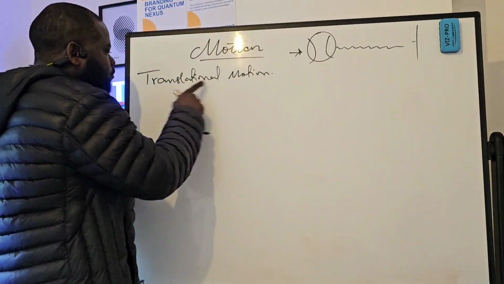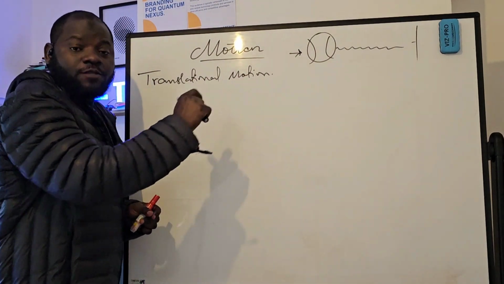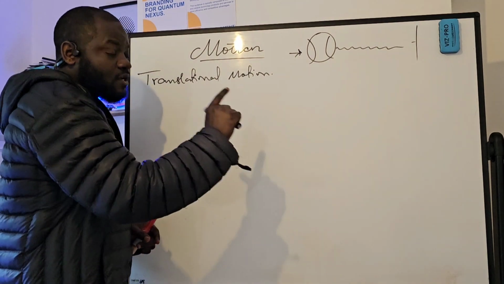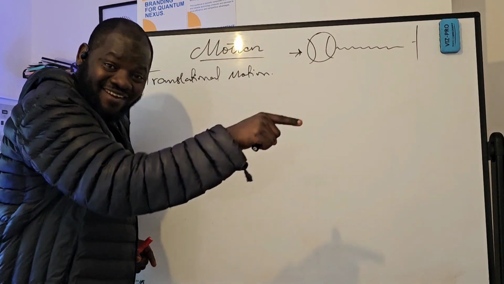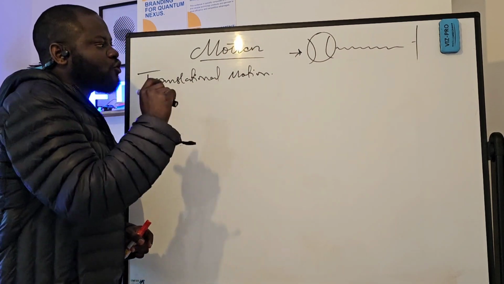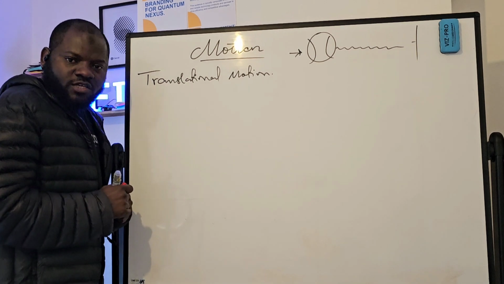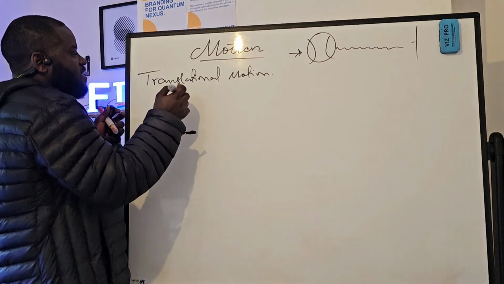Alright, so that's what you need to understand. When I say translational motion, it is a motion in a specified direction, either straight or not straight. So long as it's going in that direction that you ask it to go, that motion is said to be what? Translational. You can give me more examples in the comment section if you have the time. So the second one is rotational.